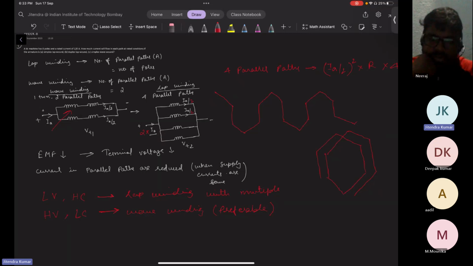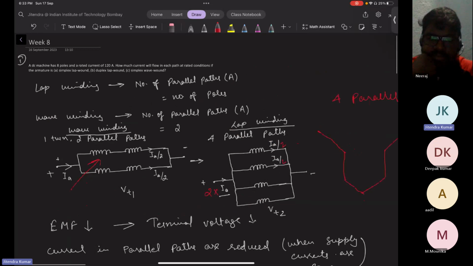Okay, but our goal here is to solve the problem, but behind the problem, what is happening, that is again very important, right? So now coming back to the problem here in the DC machine, we concluded that in lap winding the number of parallel paths is equal to the number of poles, and in wave winding the number of parallel paths will be fixed to 2, right? And we discussed what the advantages and disadvantages are, right?